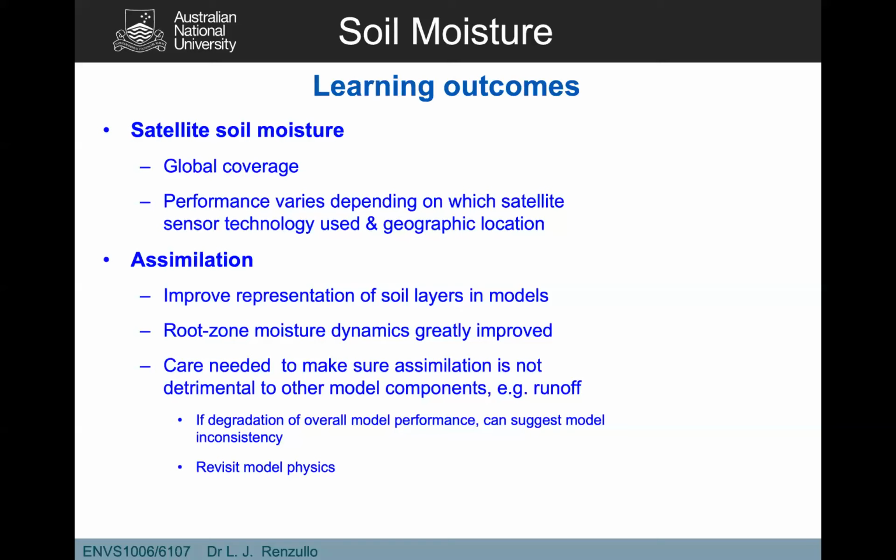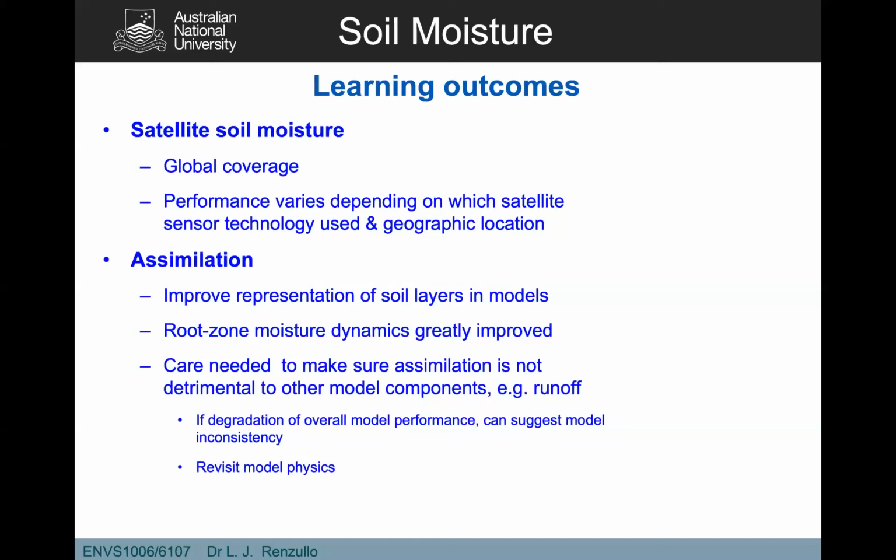But when assimilating soil moisture information, because you're changing the system states to better match the satellite observations, you've got to check that you're not ruining the performance in the model's estimates of other parts of the water balance, for example the evapotranspiration or runoff. By improving the soil moisture, sometimes you find you're degrading the performance of runoff and evapotranspiration.